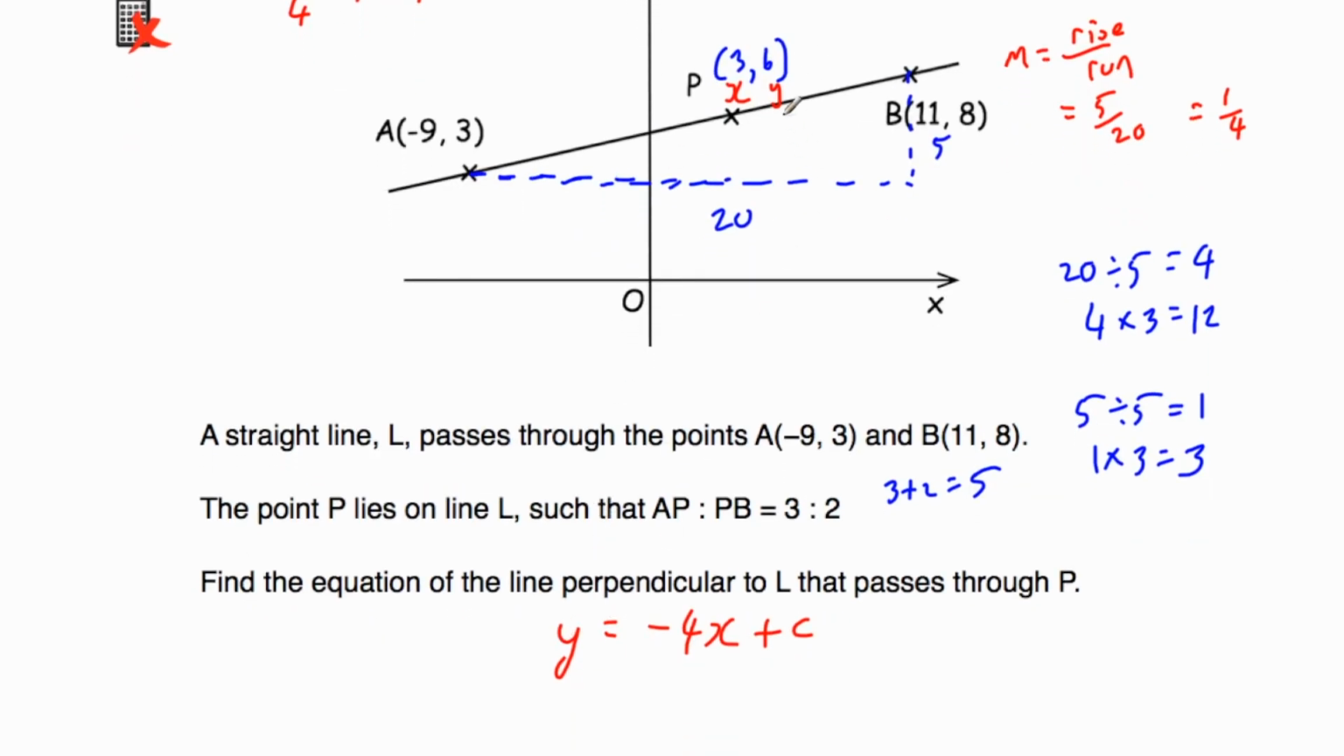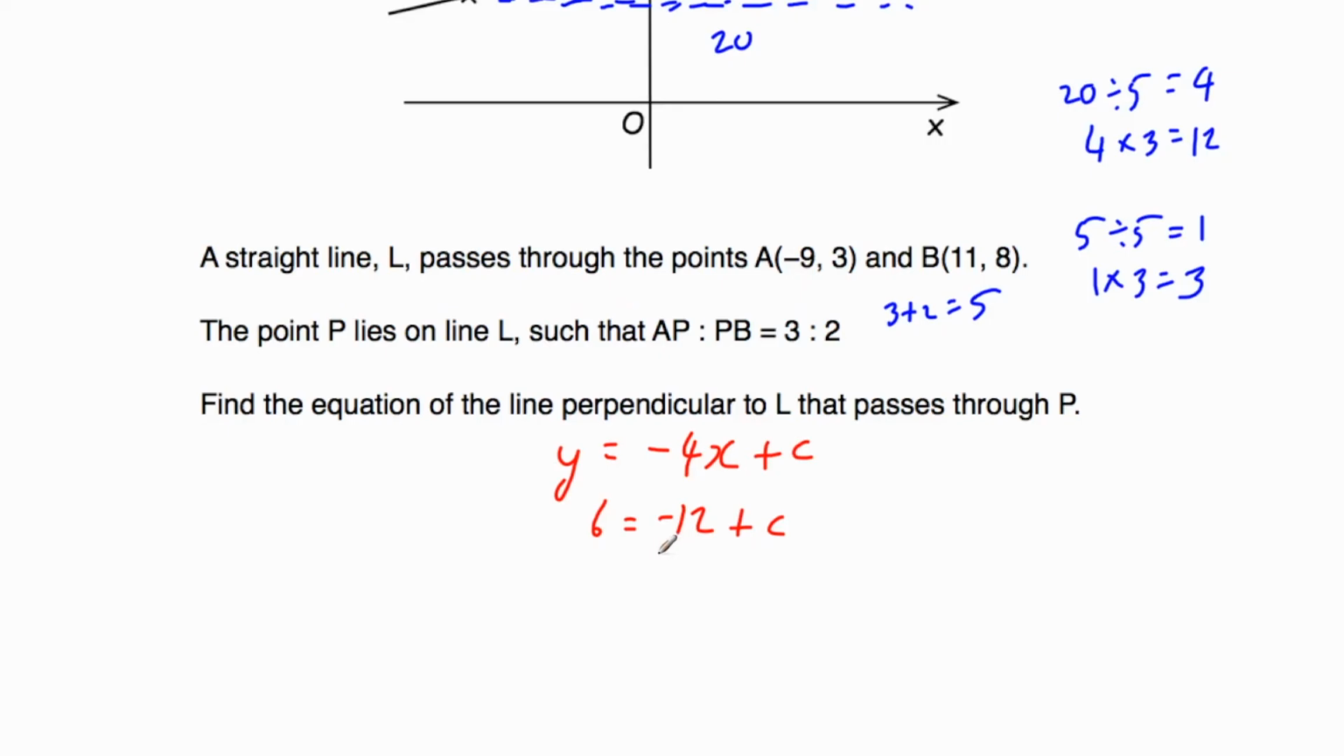So instead of y equals, we're going to have 6 equals. Then we've got -4 times x, and x is equal to 3, so -4 times 3 is -12, and then we've got plus c. We want to find the value for c, so we're going to add 12 to both sides. 6 plus 12 is equal to 18, and on the right hand side we added 12 to get rid of the -12, so we'll just be left with c.